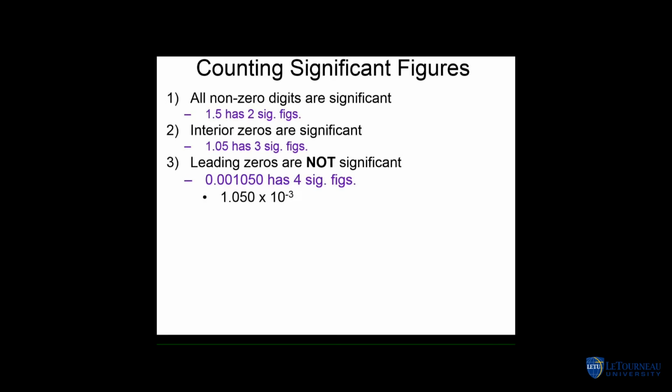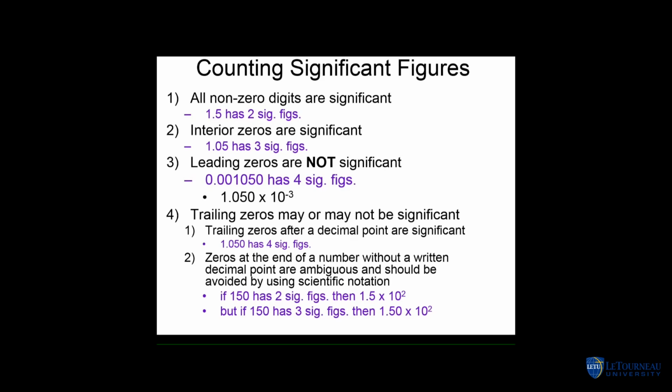Alright, now trailing zeros may or may not be significant. If the trailing zero is, like we said, to the right of the decimal, then it's going to be significant. If it's on the other side of the decimal, like 150, you're not sure. The zero here might be there just to hold the decimal point there. Okay, so we don't know. So zeros that are trailing zeros, and they're to the left of the decimal, we don't know about them.